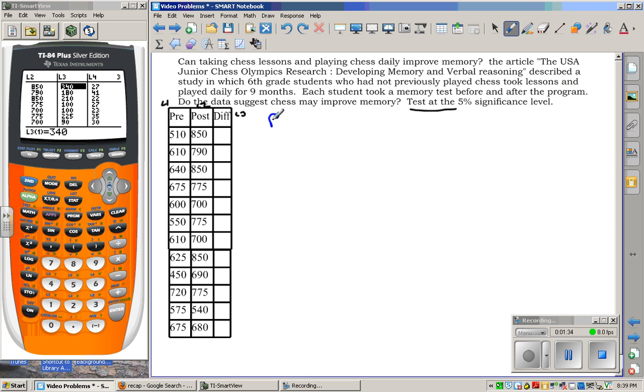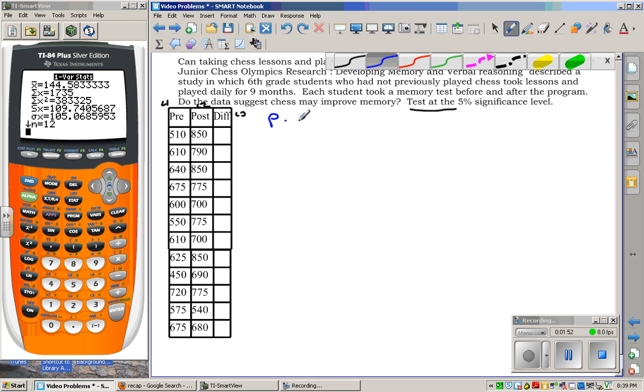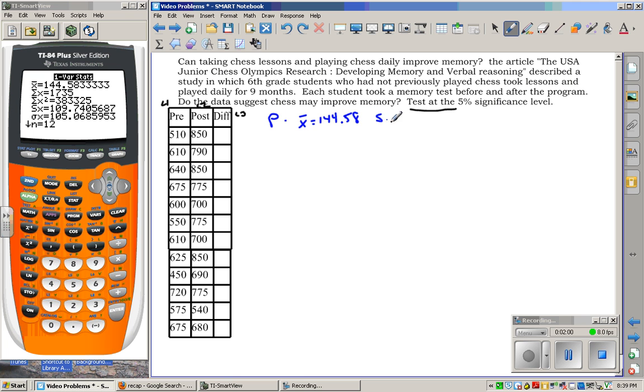So first we can list out our parameters. Well, actually, I'm not quite ready to do that yet. Now I would go to Stat, Calculate, One Variable Statistics, make sure you have list 3, and then hit Calculate, and now we have all of our numbers. So we see X bar is 144.58, S sub X is 109.7. We get a sample of size 12, which means our degrees of freedom is 11.